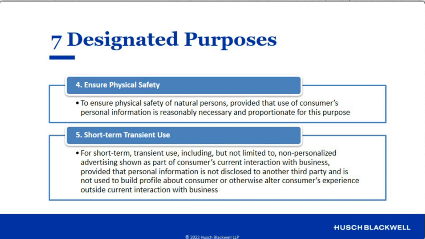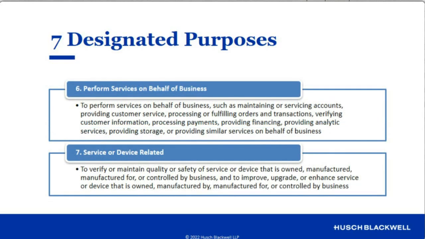Short-term transient use, you see that a lot too in CCPA and the CPRA, and even in other privacy laws like in Colorado and Virginia and Connecticut, this concept of short-term transient use, right? Those types of aspects of processing sensitive personal information. And then designated purposes 6 and 7 here: perform services on behalf of the business, and then service or device related.